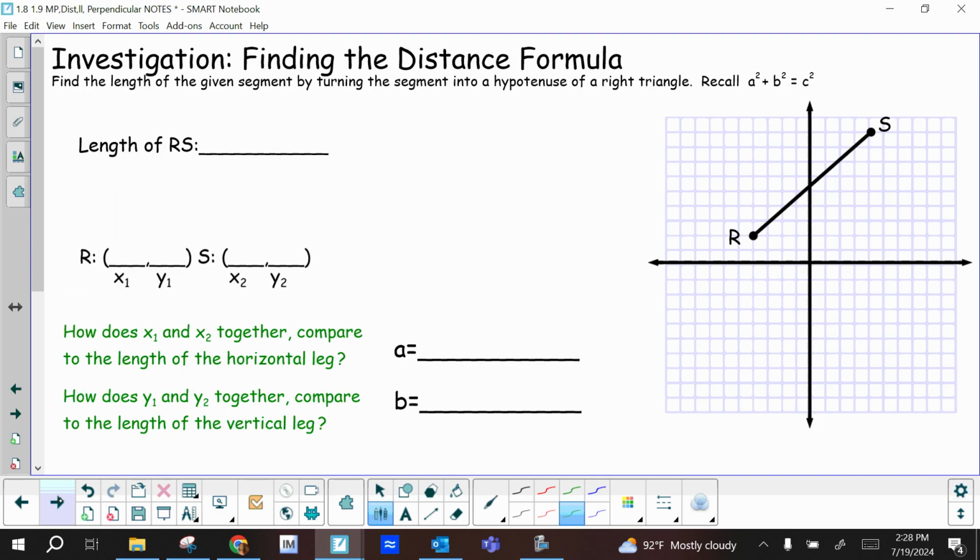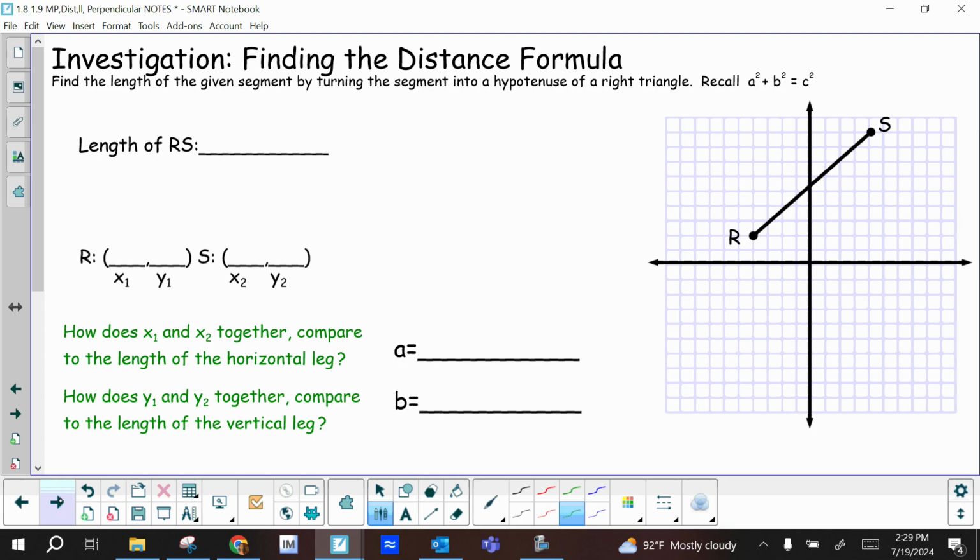Let's go to now our investigation with discovering the distance formula. So it says find the length of RS. So how long is it? And it says turn the segment into a hypotenuse of a right triangle. And then it says recall a squared plus b squared equals c squared. So we've all done that before. That is the Pythagorean theorem.